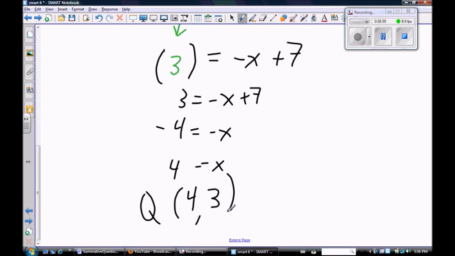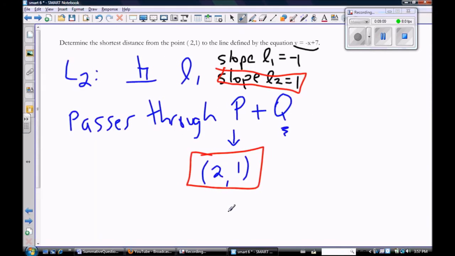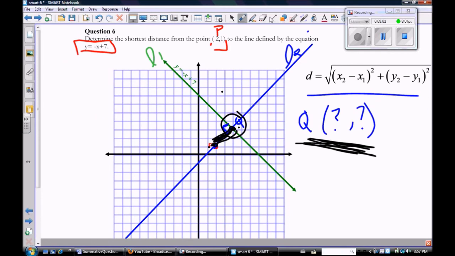And again, look at your diagram. Does that make sense? Oh, I've kind of messed up the diagram. Let me do a little bit of tidying up here. See? Erasing is fun. Now, that definitely looks like the point (4, 3). And that's point Q. And now, finally, I have the coordinates of P, I have the coordinates of Q, and I can finally find this distance.